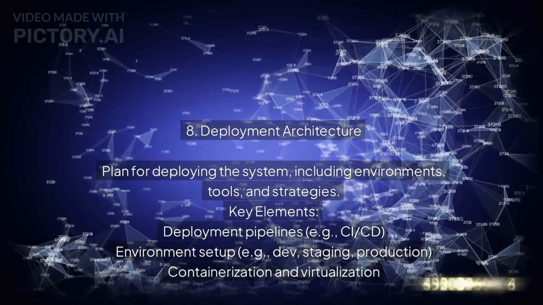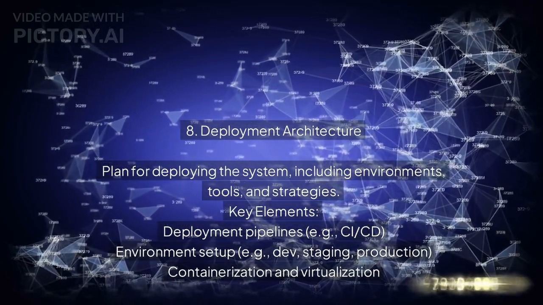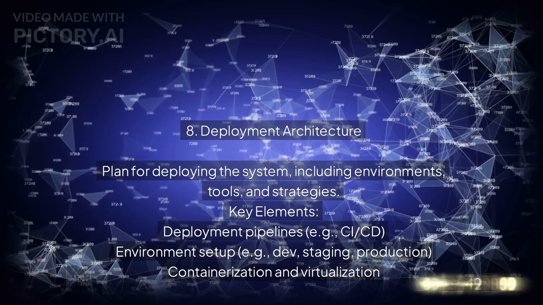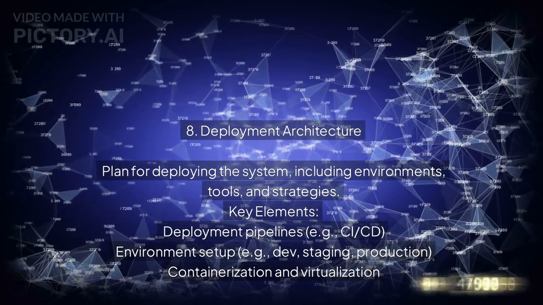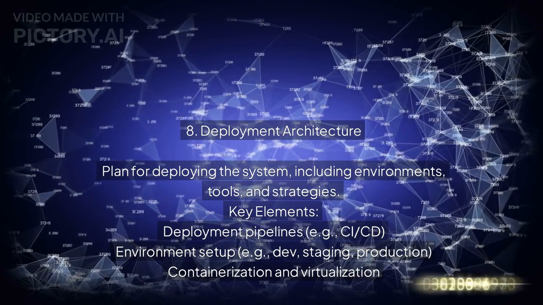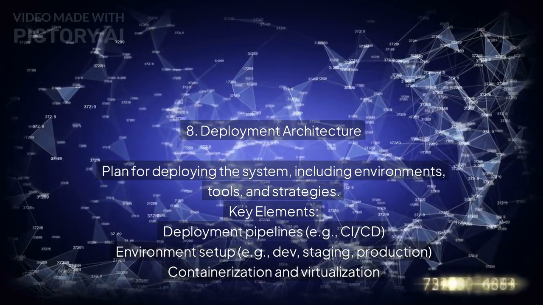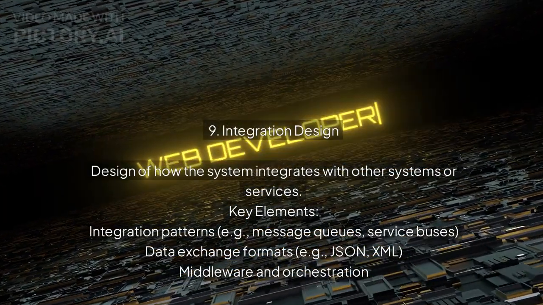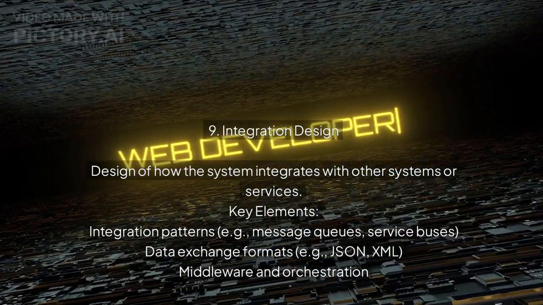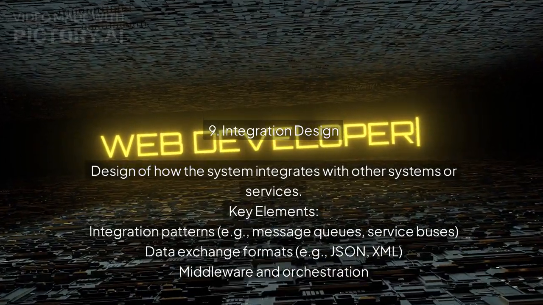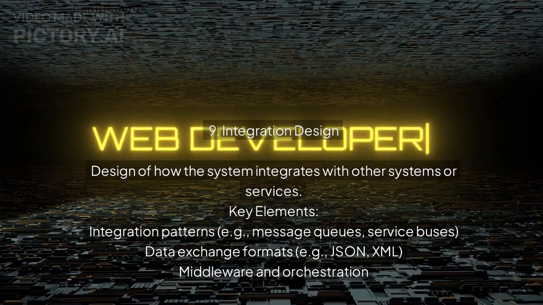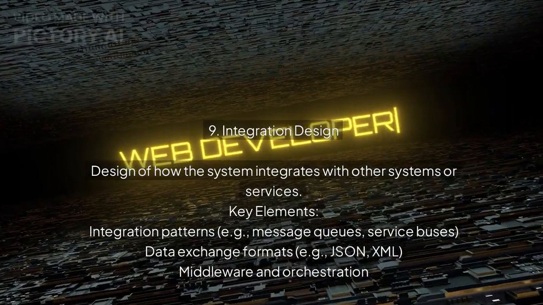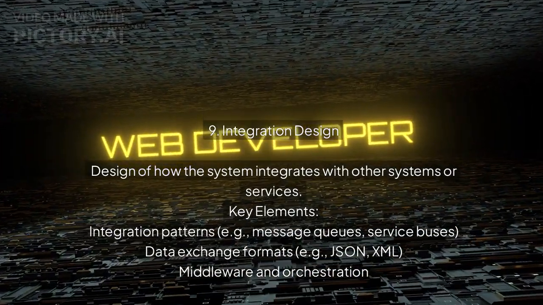8. Deployment architecture: plan for deploying the system, including environments, tools, and strategies. Key elements: deployment pipelines, e.g., CI/CD, environment setup, e.g., dev, staging, production, containerization and virtualization. 9. Integration design: how the system integrates with other systems or services. Key elements: integration patterns, e.g., message queues, service buses, data exchange formats, e.g., JSON, XML, middleware and orchestration.